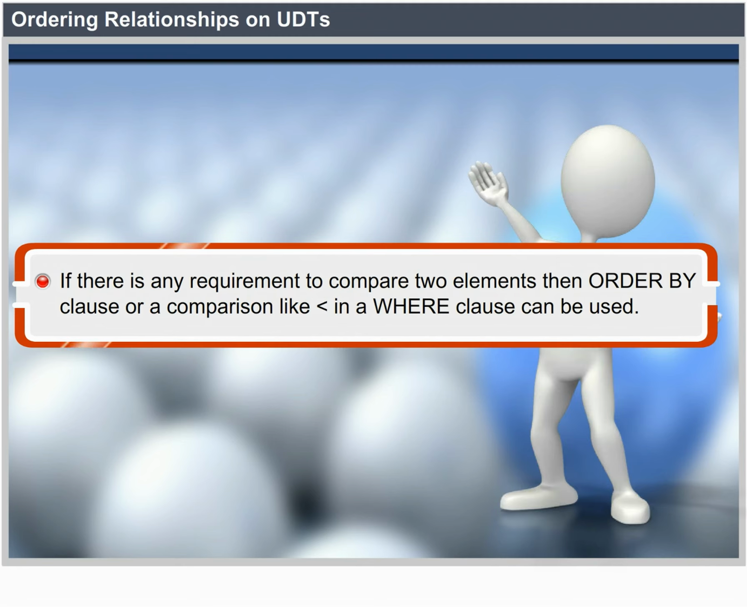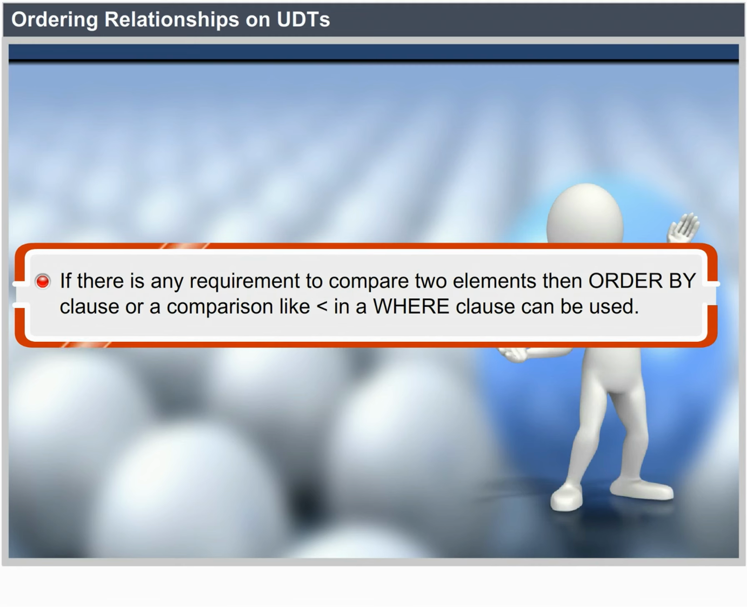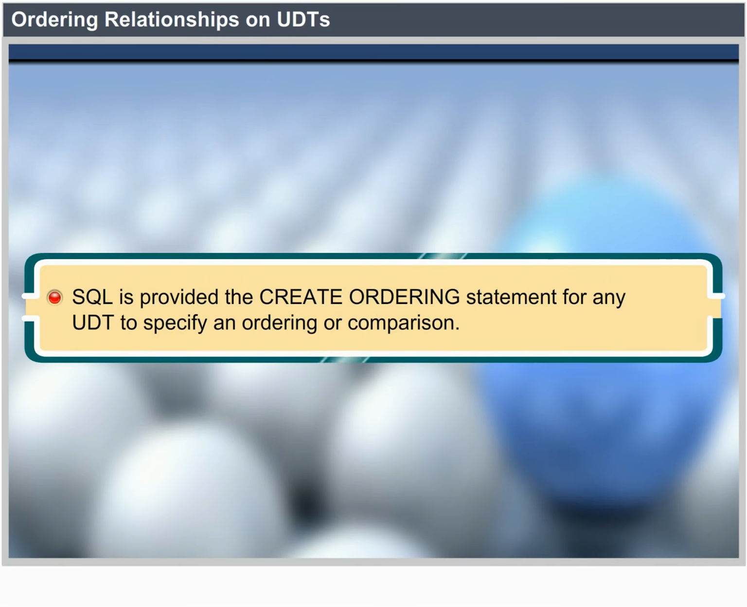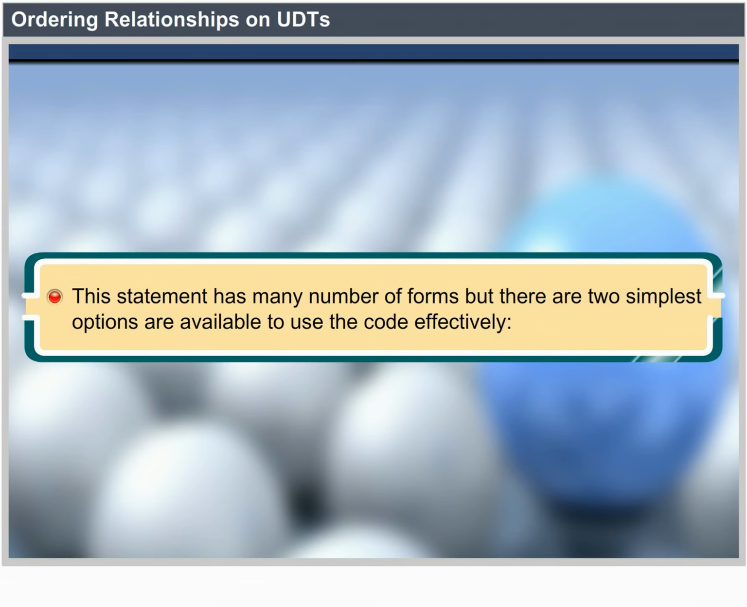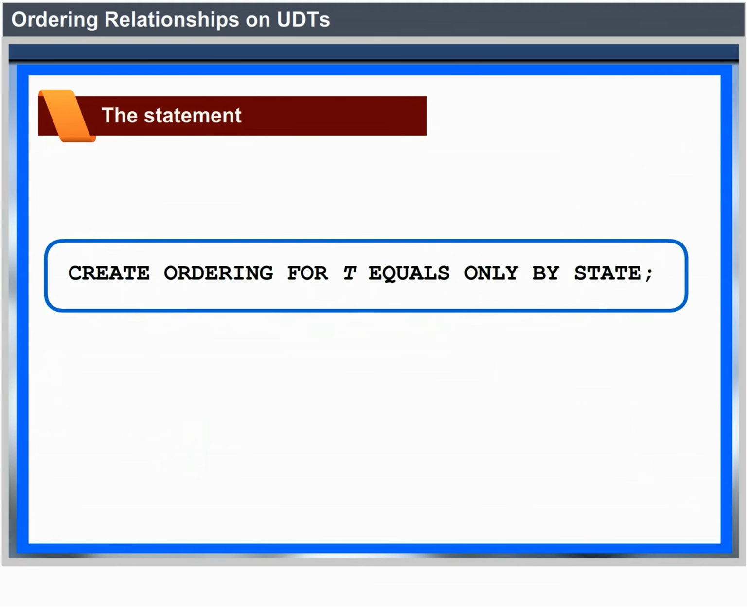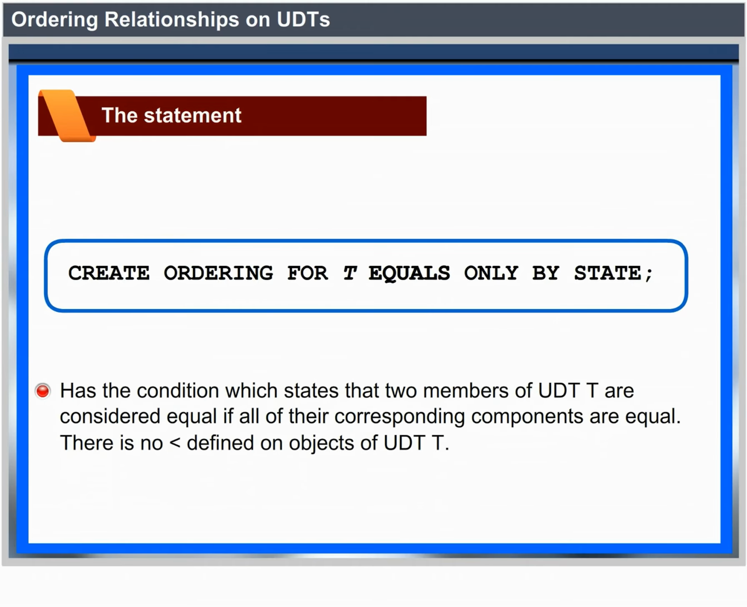To specify an ordering or comparison, SQL allows us to issue a CREATE ORDERING statement for any UDT. There are a number of forms this statement may take, and we shall only consider the two simplest options. Number 1. The statement says that two members of UDT T are considered equal if all of their corresponding components are equal. There is no less than defined on objects of UDT T.